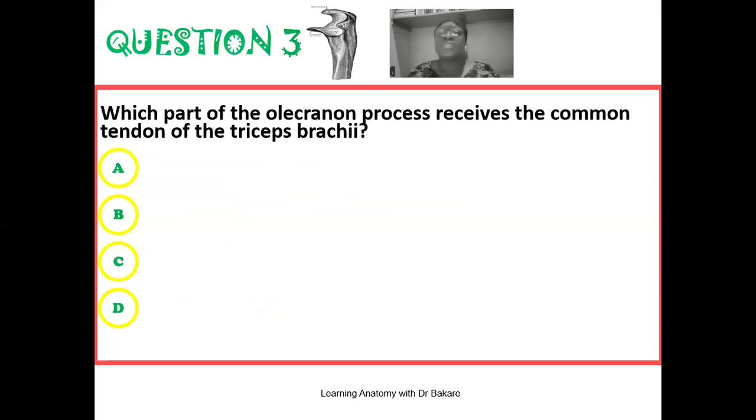Now let's go to the third question, and this reads: which part of the olecranon process receives the common tendon of the triceps brachii muscle? We know that the triceps brachii muscle is a three-headed muscle that is located at the posterior region of the arm. So it is seen to have a common tendon as it descends inferiorly. And we know that the common tendon of the triceps brachii muscle is seen to be inserted on the olecranon process. So what specific region of the olecranon process is this muscle seen to be inserted upon?